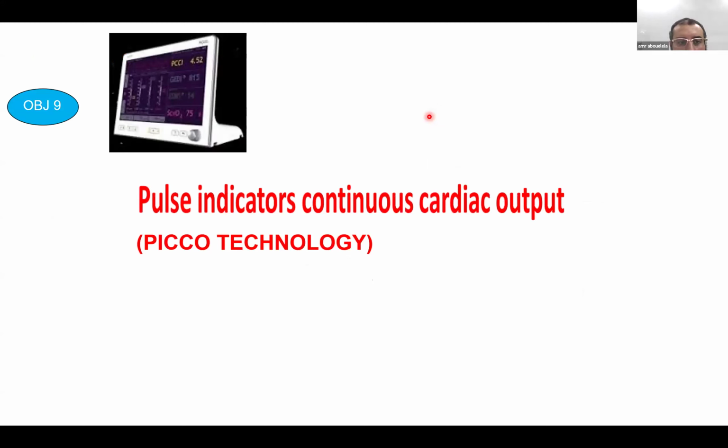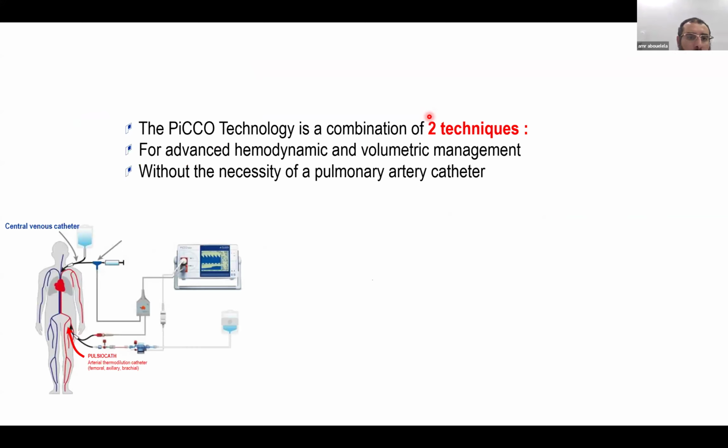Now I will go to another important station, which is the PICO monitor. As we mentioned, I will start with the PICO monitor because maybe this is the only tool which can give us an answer to all the hemodynamic parameters we want to check: the fluid responsiveness, the preload, the contractility, the afterload, the systemic vascular resistance, and the lung condition or the fluid status.